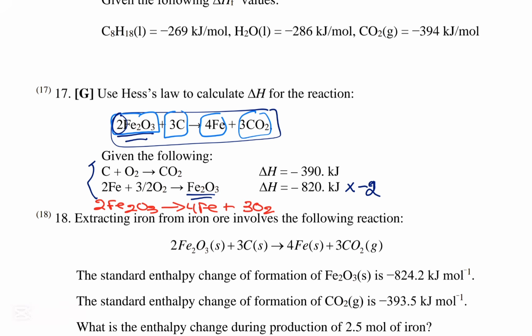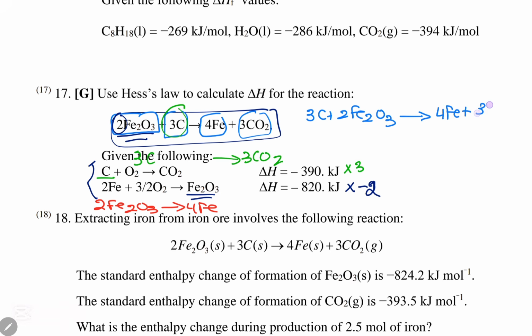Okay? Now, the next step that I need to do is I need to change my carbon from 1 carbon into 3 carbon, and it needs to be on the product side. As you can see, it's already on the product side, so I just multiply this by 3. So I'll end up with 3 carbon plus 3O2 will give me 3CO2. So look, this and this are on opposite sides, so they subtract. 3 minus 3 is 0, so this disappears and this disappears. And so my final result would be 3 carbon plus 2Fe2O3. Okay, it gives me 4Fe plus 3CO2, and this is exactly what they have over here.